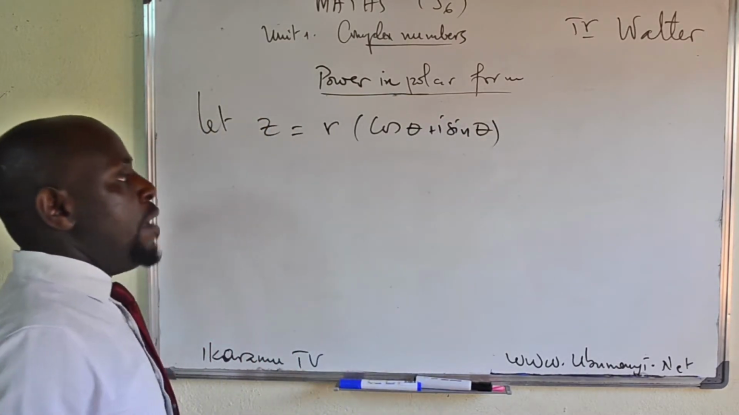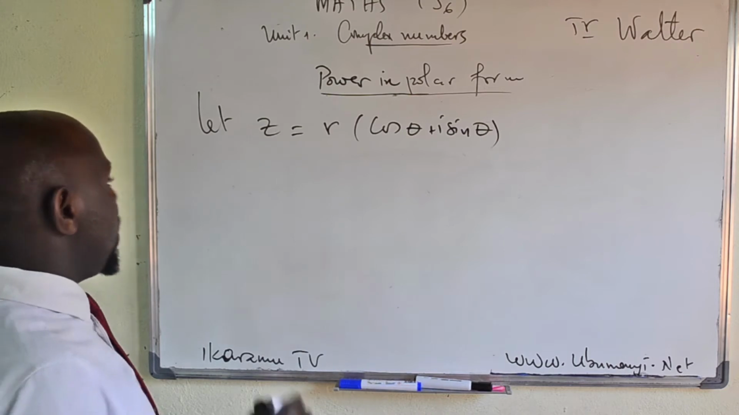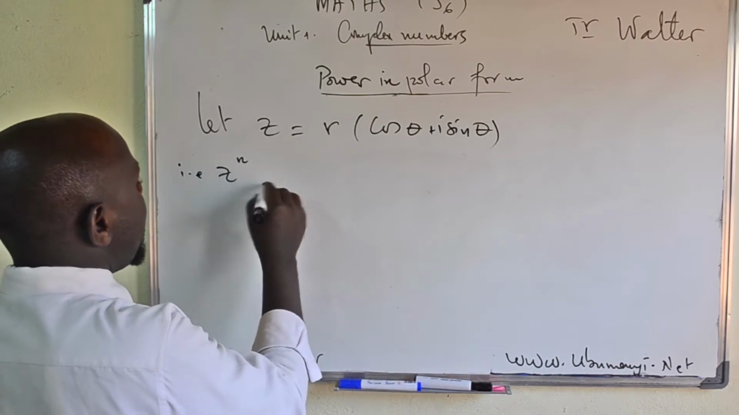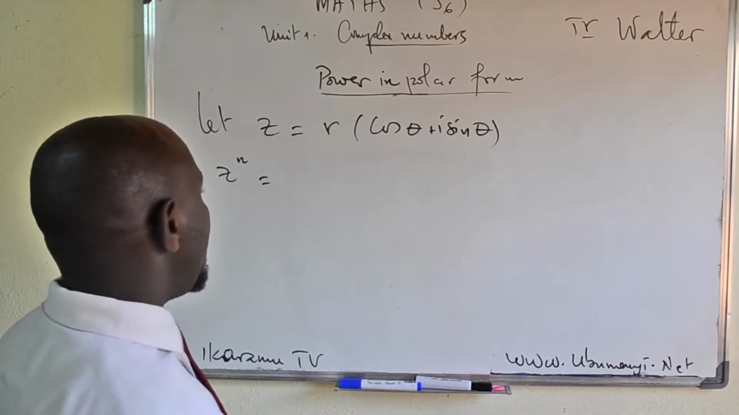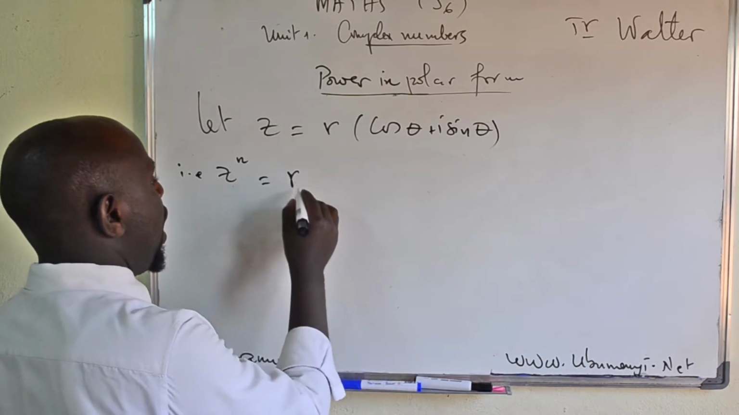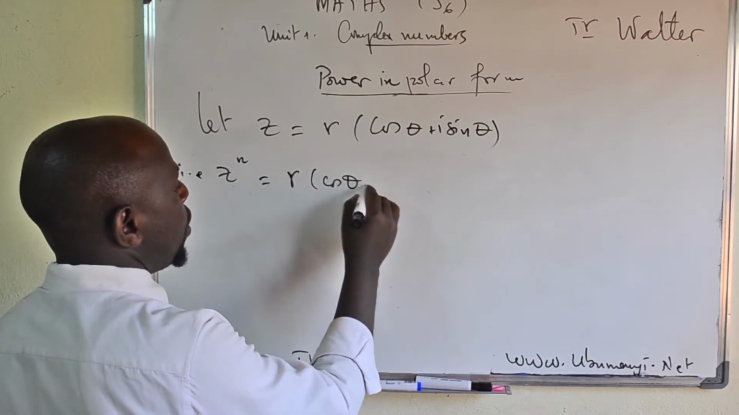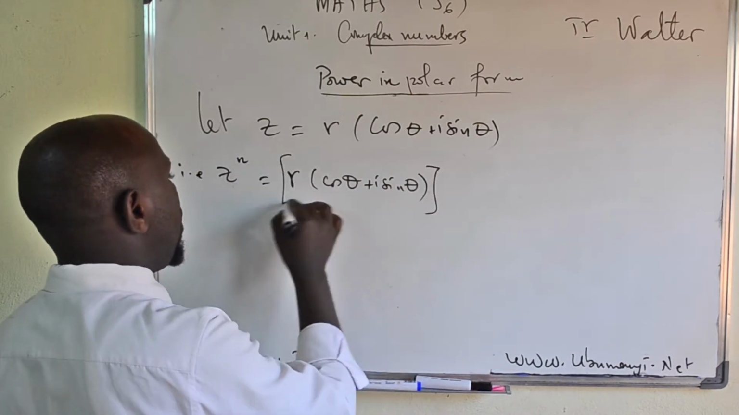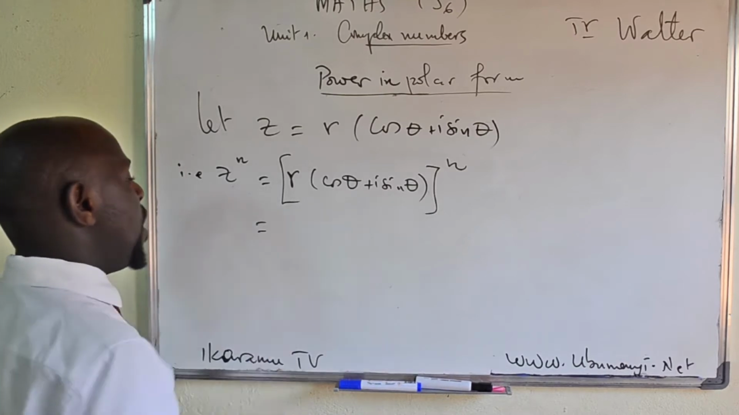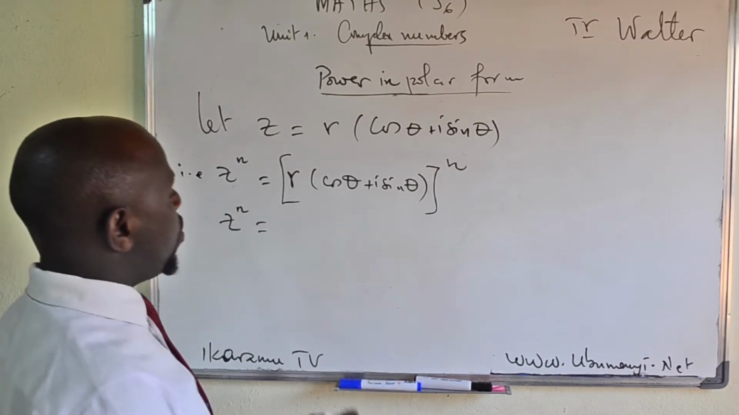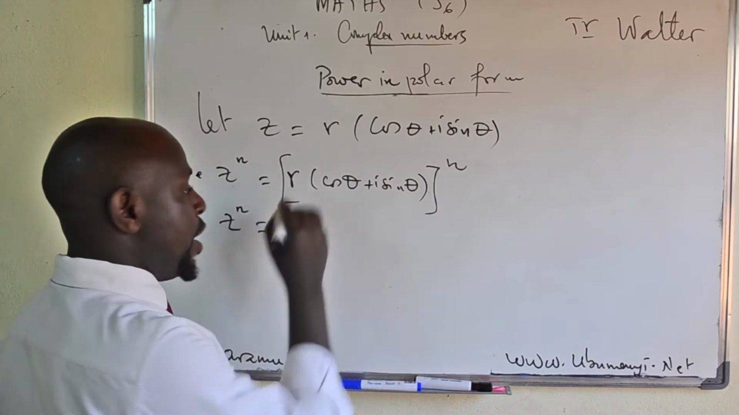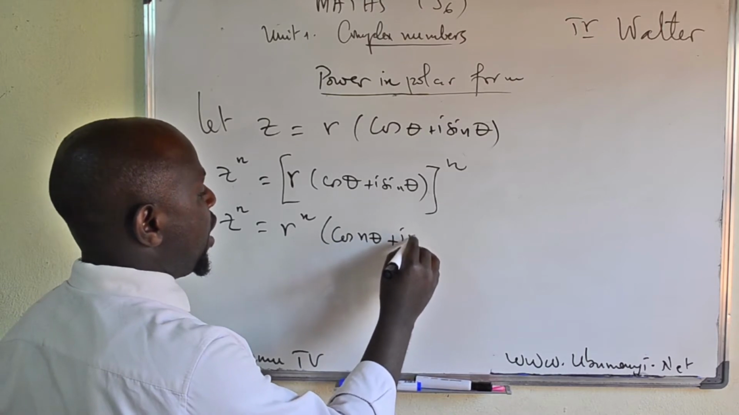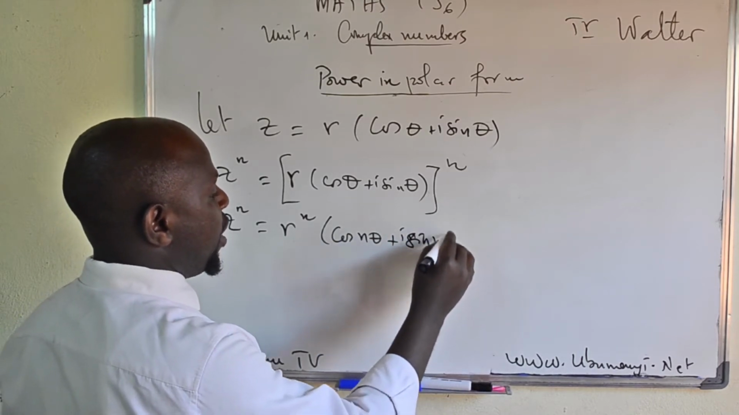Then if I'm asked to find the power, it means I will find that z power n will be given by what? If n is the power, I will get (r(cos theta + i sin theta)) power n. And then the formula will be z power n, which will be equal to r power n (cos n theta + i sin n theta), ladies and gentlemen.